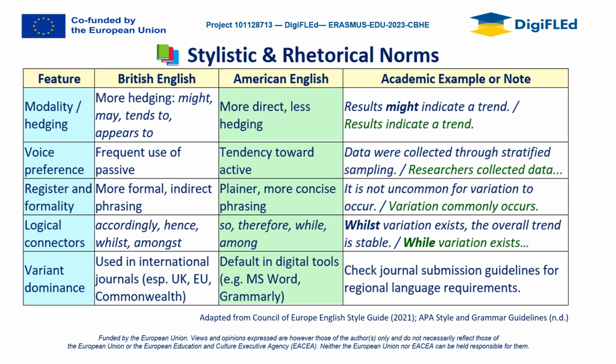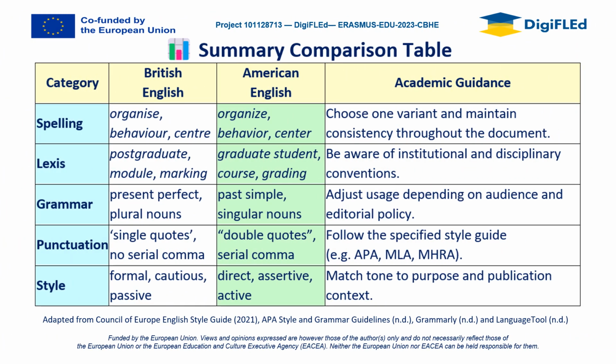In summary, British and American English differ systematically across multiple linguistic domains. Spelling conventions, lexical choices, grammar, punctuation, and style all require careful consideration. Selecting one variant and maintaining consistency enhances readability and professionalism. Furthermore, adherence to institutional or publication guidelines is critical for successful academic communication.